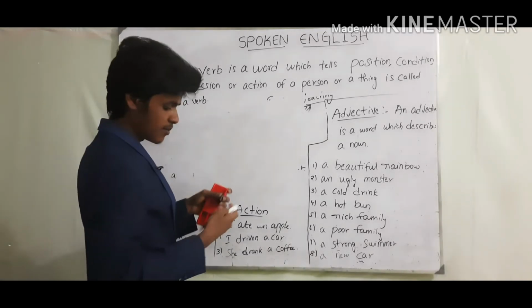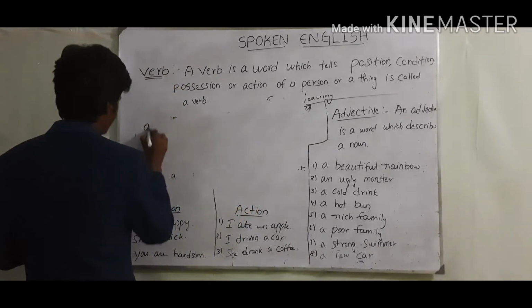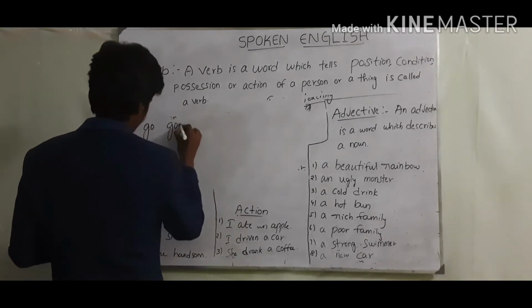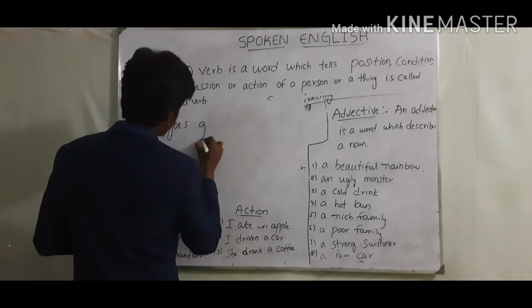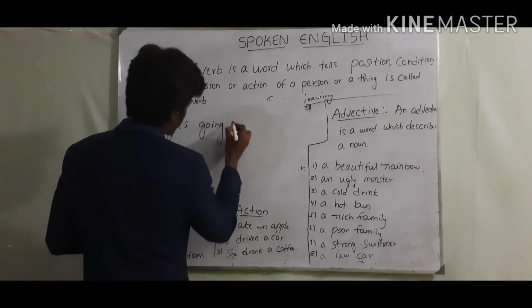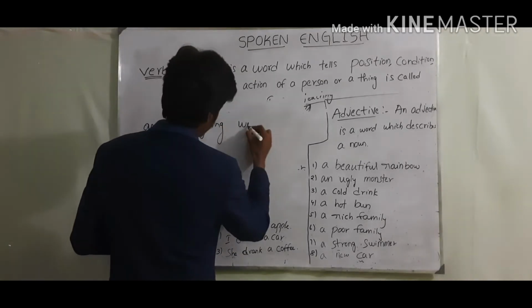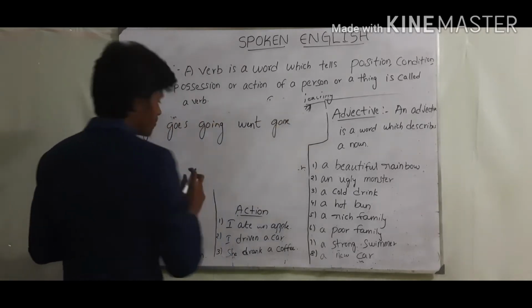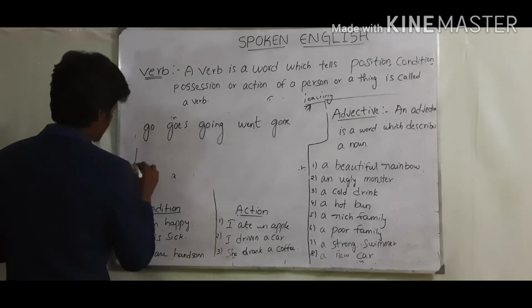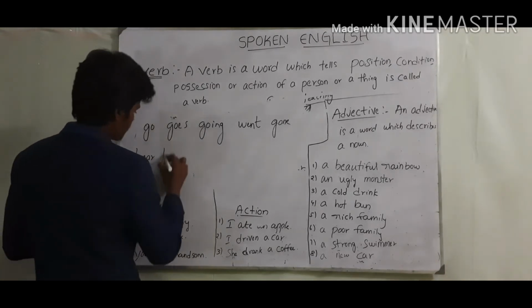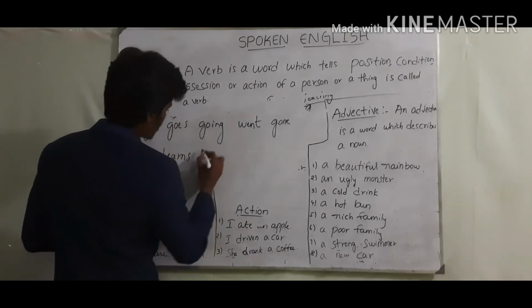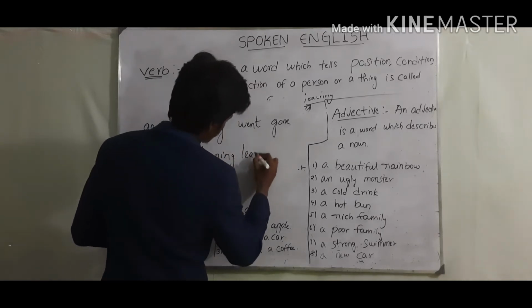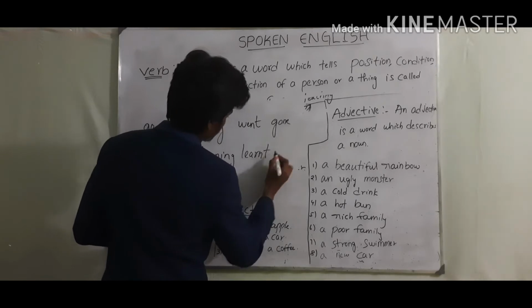Let us see. For example, go. Go ante velluta. Second form goes. Third form going. Fourth form went. Fifth form gone. Like the same. For example, if you take learn, the second form learns. Third form learning. Fourth form learned. Fifth form learned.